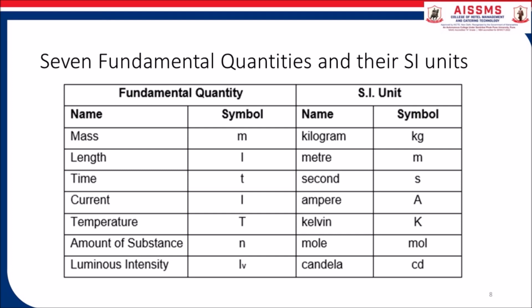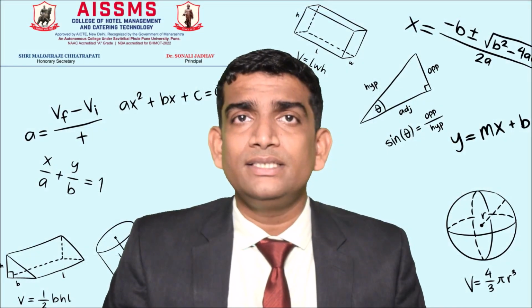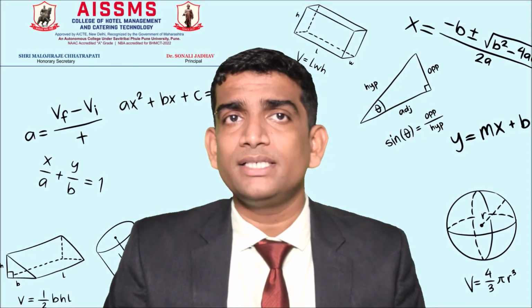Then there's something called temperature, with a capital T as the symbol, which has an SI unit of Kelvin with a capital K. Then we have amount of substance, denoted by small n, which has an SI unit of mole, with the symbol mol, and then we have luminous intensity, which has candela as its SI unit, with a symbol of Iv for the luminous intensity and cd for the candela. These are the 7 fundamental quantities with their SI units.